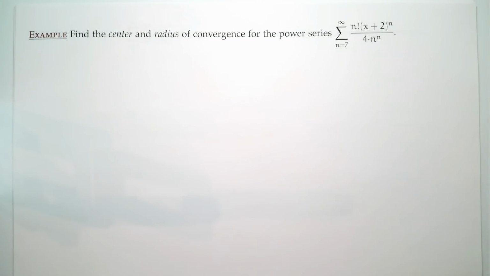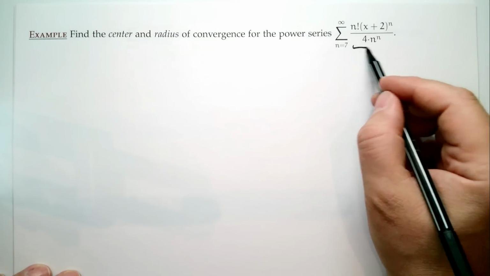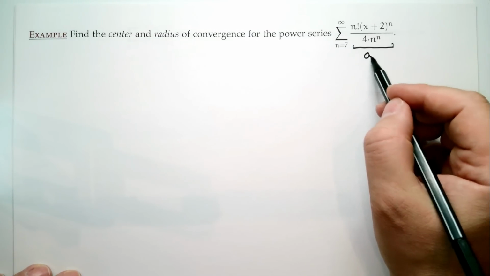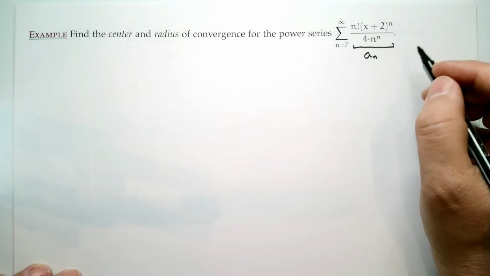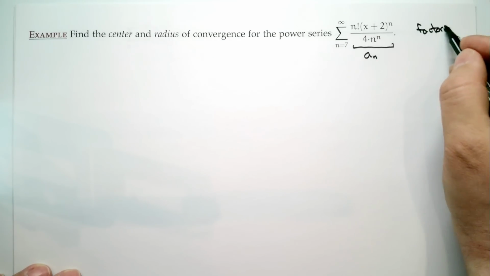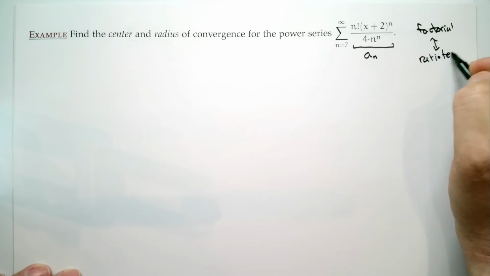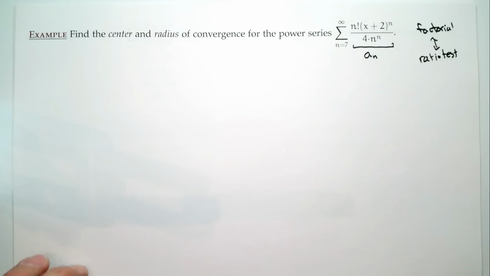Well, what test should we use here? We should use the ratio test. And what gives it away that this is a ratio test problem? Yeah, factorial. If you see a factorial, you better think ratio test. If there's some question about convergence going on and you see a factorial, it's automatic. That's just the way it is.